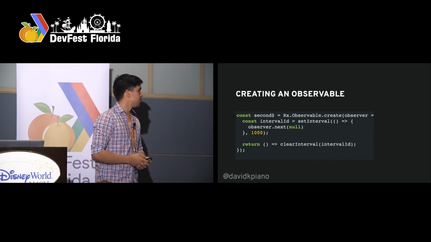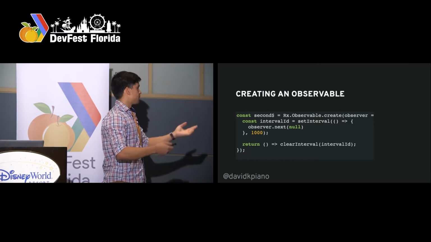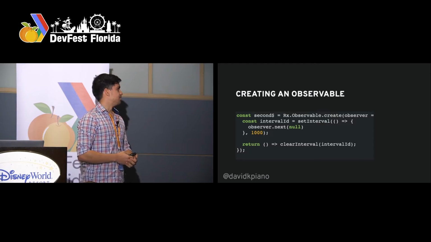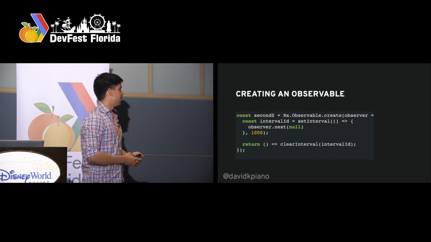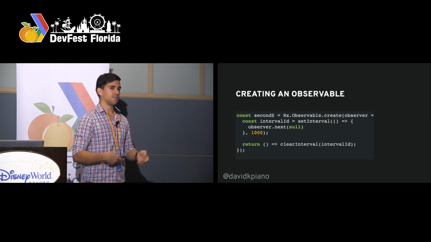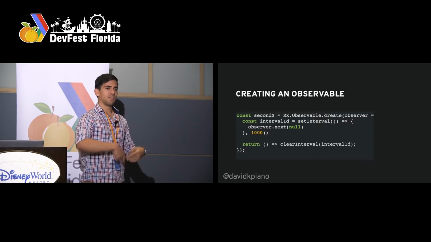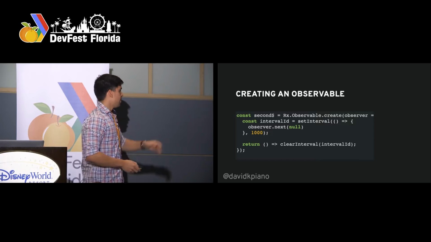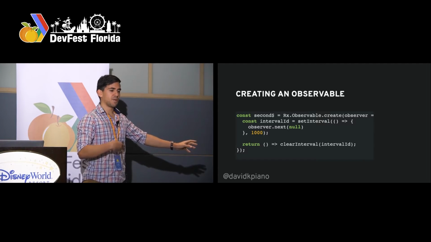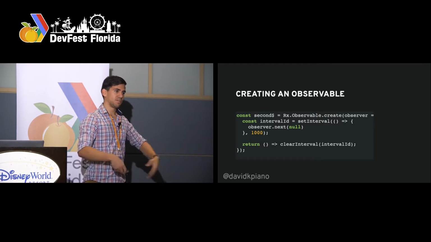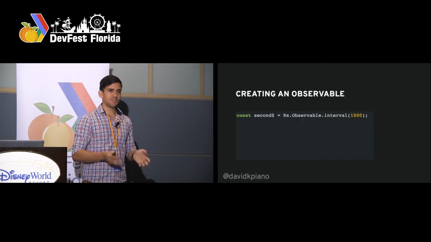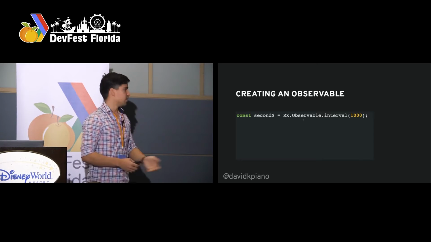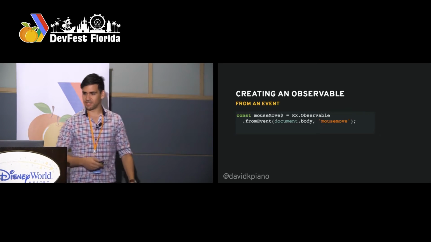So to create an observable, all we have to do is pass an observer to this Rx observable create, and this observer can be passed the next value. For this, I'm just creating an interval in which I push values every second. Now, the beauty of RxJS is that all the most common things that you might want to do to create an observable can be abstracted in a single line. For example, this one can just be observable.interval of 1,000, as in milliseconds.